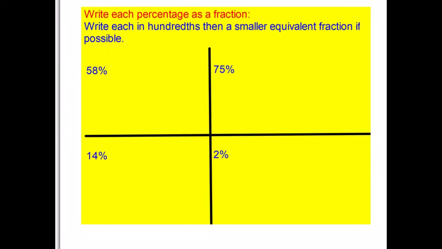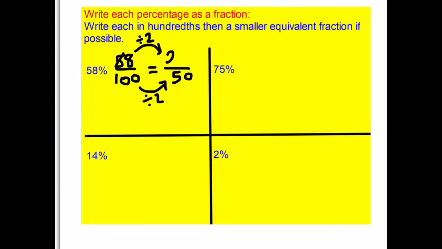With the 4 questions below, we have to write each percentage as a fraction. Write each of them in hundredths, then a smaller equivalent fraction if possible. So my first one, 58% is 58 over 100. Now we can reduce that down and make it a smaller equivalent fraction. So I'm going to divide the bottom by 2 to give me 50. And I have to divide the top by 2. So 2 into 5 goes twice, with 1 over. 2 into the 18, 29 over 50, 29 fiftieths.